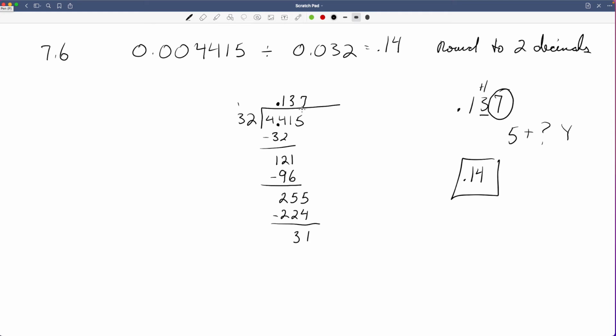And here is the deal. If this had been less than 5, then the answer would have been 0.13. So we just needed to figure out what this was in order to determine what this would be, because of this requirement in our answer.